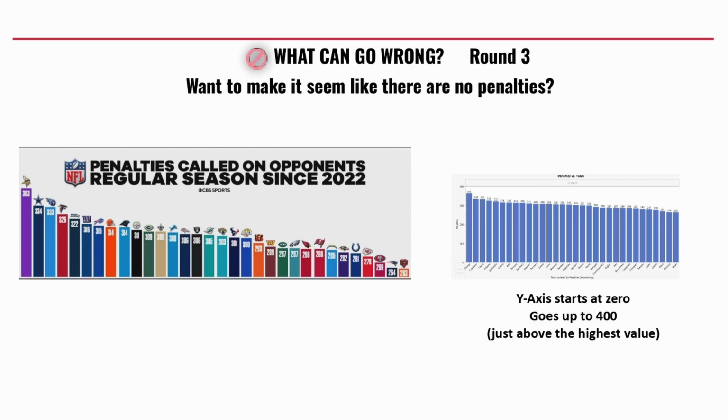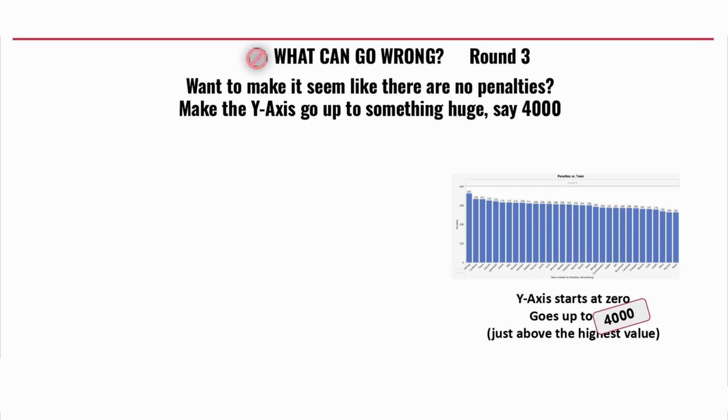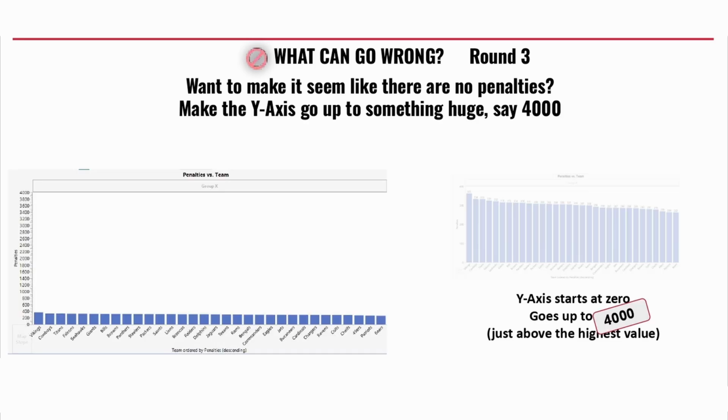If you wanted to make it look like no teams ever had any penalties ever, you could change the maximum value on the graph to something much larger, say 4,000, which would in turn decrease the height of every bar in this graph, giving you the resulting graph on the left. Not only does it now seem that every team has about the same number of penalties, but that they hardly get penalized at all.